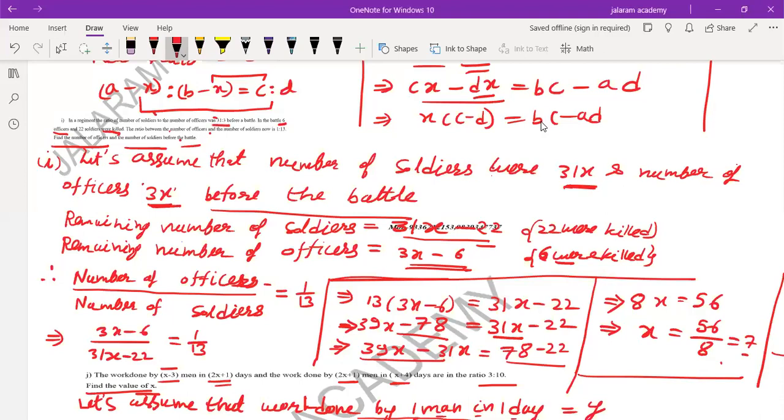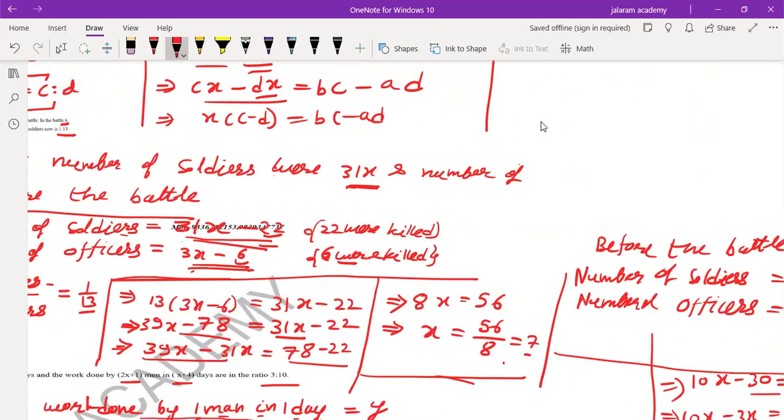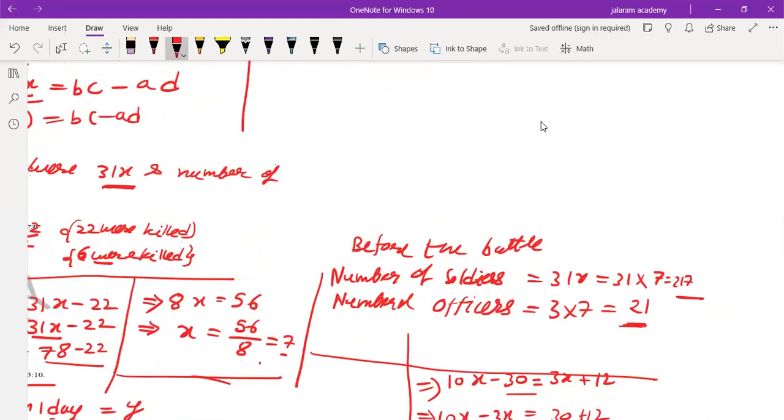And when 22 soldiers were killed, the remaining number of soldiers is 31x minus 22. 6 officers were killed, remaining number of officers 3x minus 6, and their ratio, number of officers to the number of soldiers, is already given as 1:13. So we write the number of officers is to the number of soldiers is 1:13, and on solving we are getting x equals 7. And in the question we have to find the number of officers and number of soldiers before the battle, which we have assumed as 31x and 3x. So before the battle, number of soldiers 31x, 31 into 7, 217, and number of officers 3x, 21.